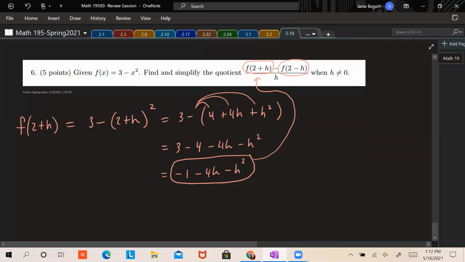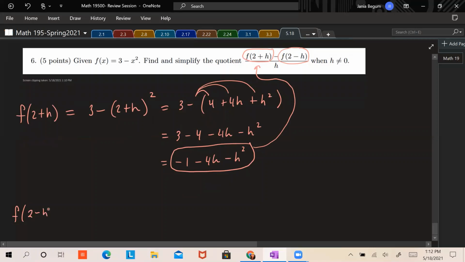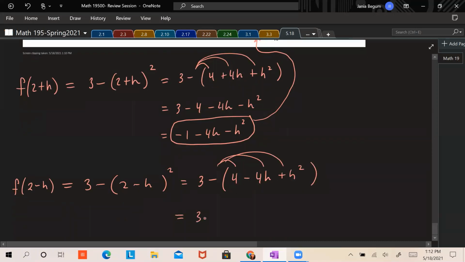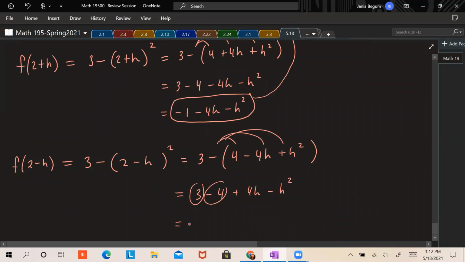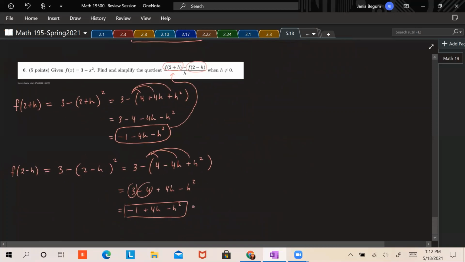And then for f of 2 minus h, I'm going to again find what that value is. F of 2 minus h, and do the same thing. So we're doing 3 minus 2 minus h squared. And then again, you expand the term in the parentheses. So we have 3 minus 4 minus 4h plus h squared. And then distribute the negative. So that gives us 3 minus 4 plus 4h and then minus h squared. And then again, I can combine the 3 and the 4. So that's negative 1 plus 4h minus h squared. So that's going to be replaced in the place of f of 2 minus h, right there.